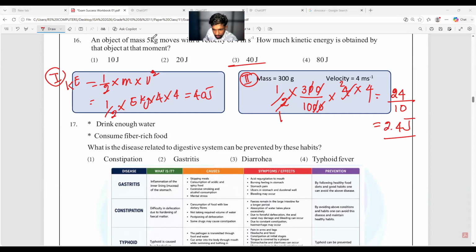If the mass is given in kilograms, there is no need to worry. Okay, Madam Ashif, if the mass is given in kilograms, then there is no need to worry. We can directly put it and we can find the answer.